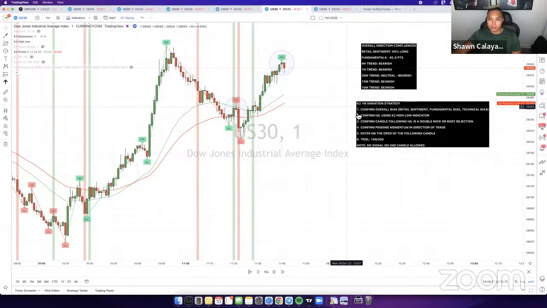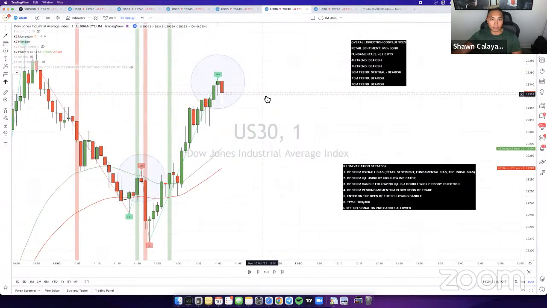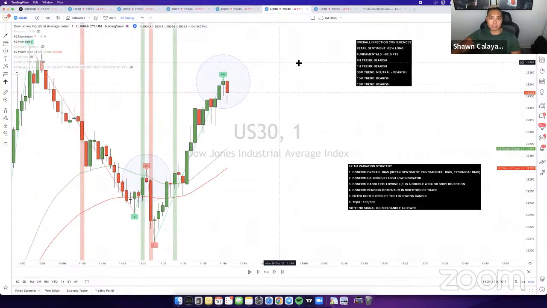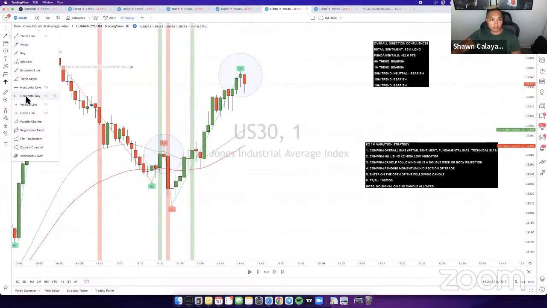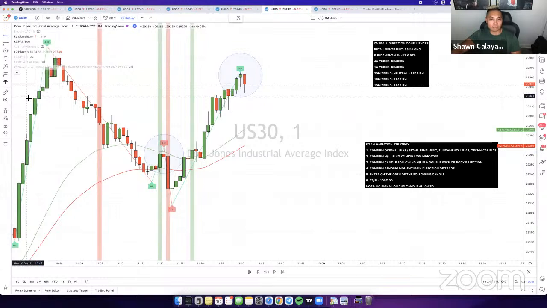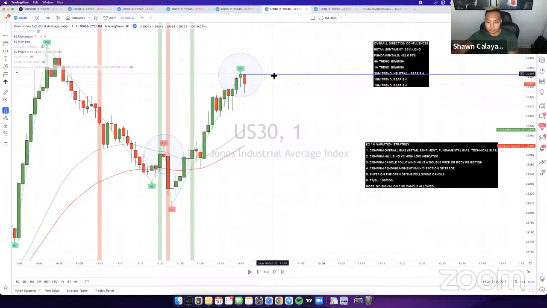So with that said, first requirement met, we have a bearish bias. Second confirmation, we have the high here. Third confirmation, we want to confirm that there's a double body. You can see that there's a double body right here. Because sometimes people misidentify a double body, you can click on the horizontal ray tool, click on the magnet tool, and go to the high, then the body. If they line up like that, you can clearly see that it is a double body rejection.